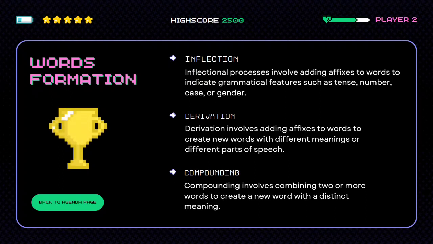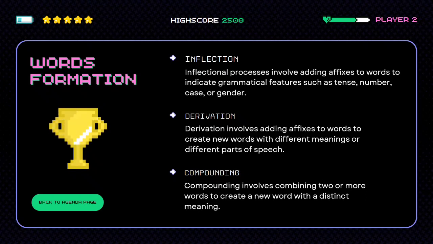Derivation involves adding affixes to words to create new words with different meanings or different parts of speech. Derivational morphemes can change the meaning and the grammatical category of the base word. For example, adding the suffix able to the verb read creates the adjective readable.